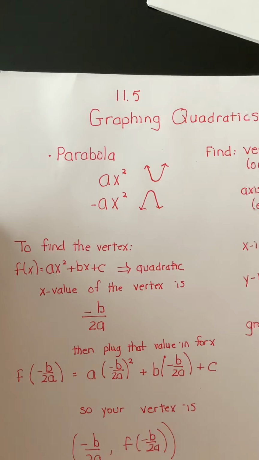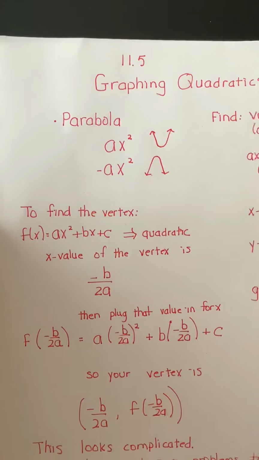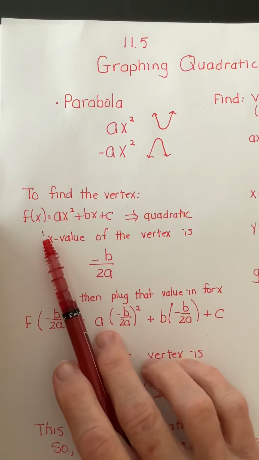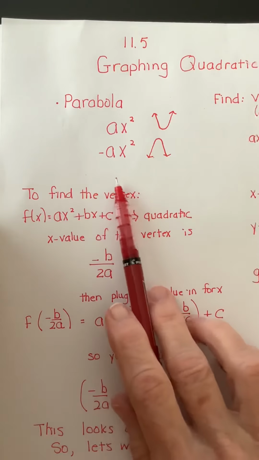Okay, so the way it's written out, it's going to look super complicated, but I can promise you it's not going to be. We'll do some problems and I'll show you. You're going to have to find the vertex. Remember, a quadratic is in the form of ax squared plus bx plus c. This is a quadratic equation.